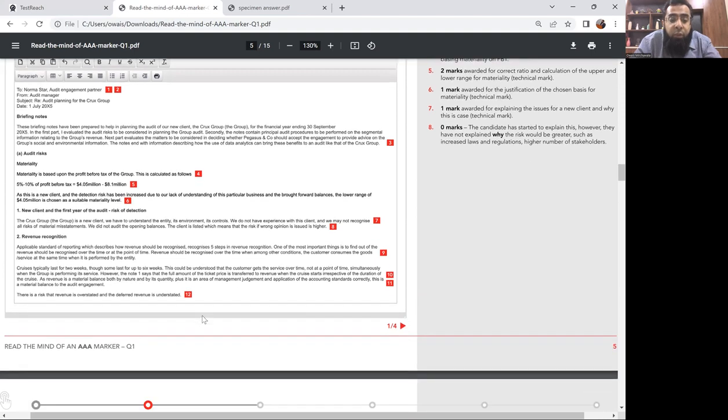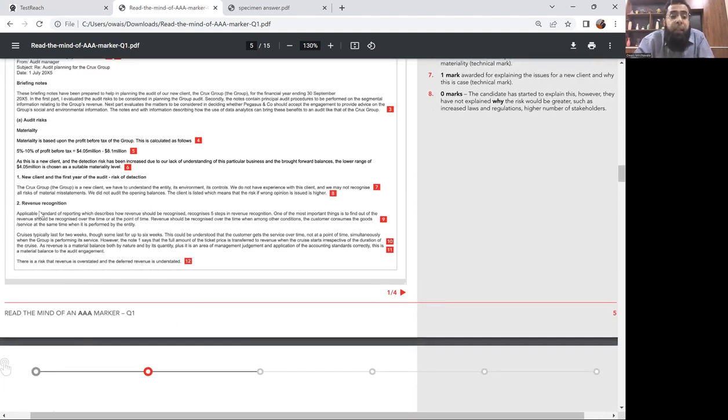Then if you look at the risk of revenue recognition, applicable standard of reporting, which describe how revenue should be recognized. See, he didn't refer IFRS 15. He just referred applicable standard. Okay, so it is not necessary to give the references of all the standard numbers. If you remember, you give it. If you don't remember, just leave it.